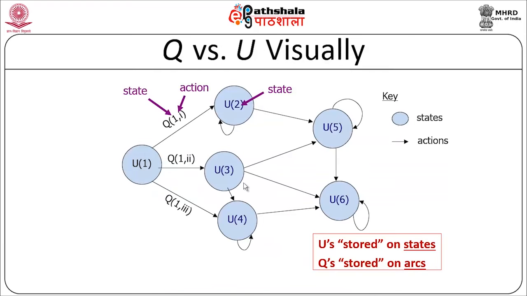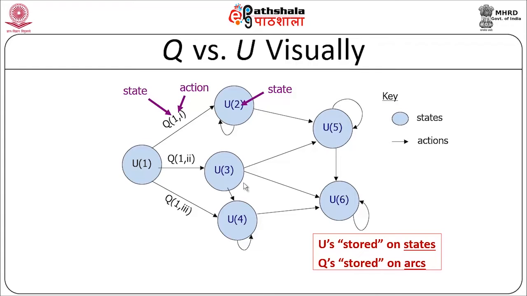So, let us look at Q versus U visually. U is stored on the states. Remember, U is the utility of a state, we did not bother about the action then. So, the utility of the first state is U1, U2 is the utility of the second state, U3 is the utility of the third state, and so on.